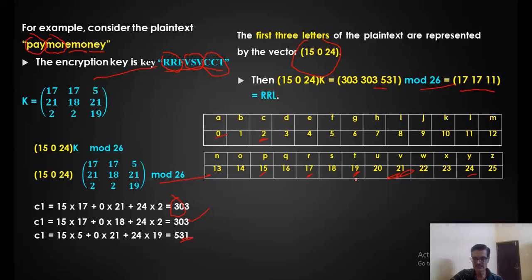And equivalent ciphertext alphabet is 17 means R. Then again 17 I have, so it is replaced by again R. And 11 is actually nothing but L here, right? So RRL is the first three ciphertext letters I will get for PAY, the plain text.